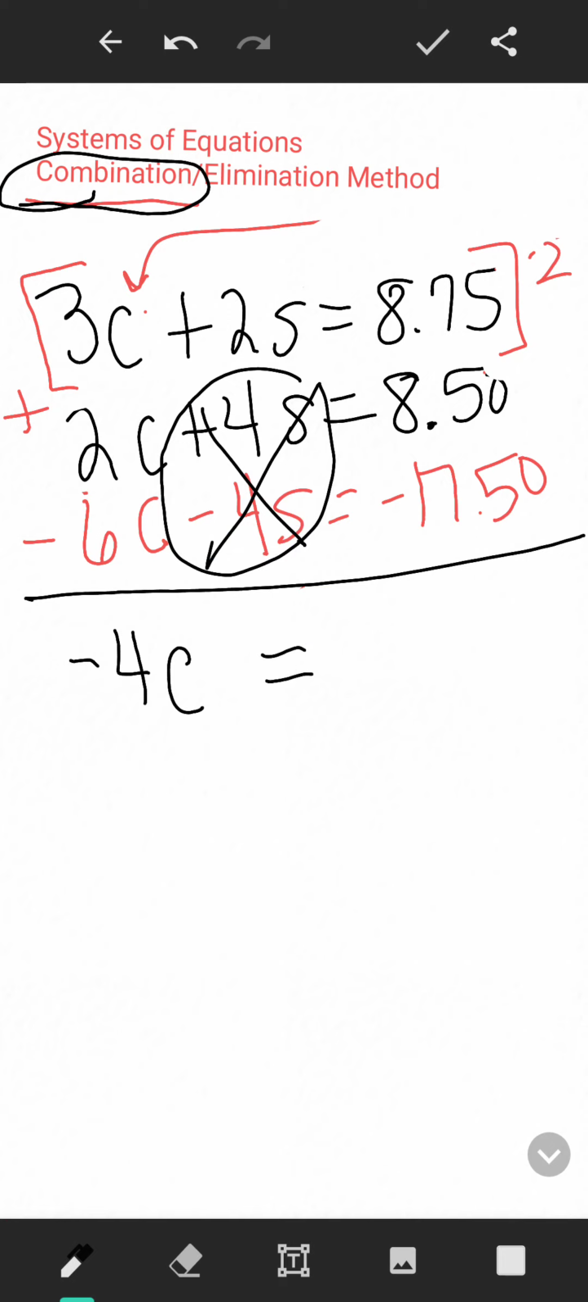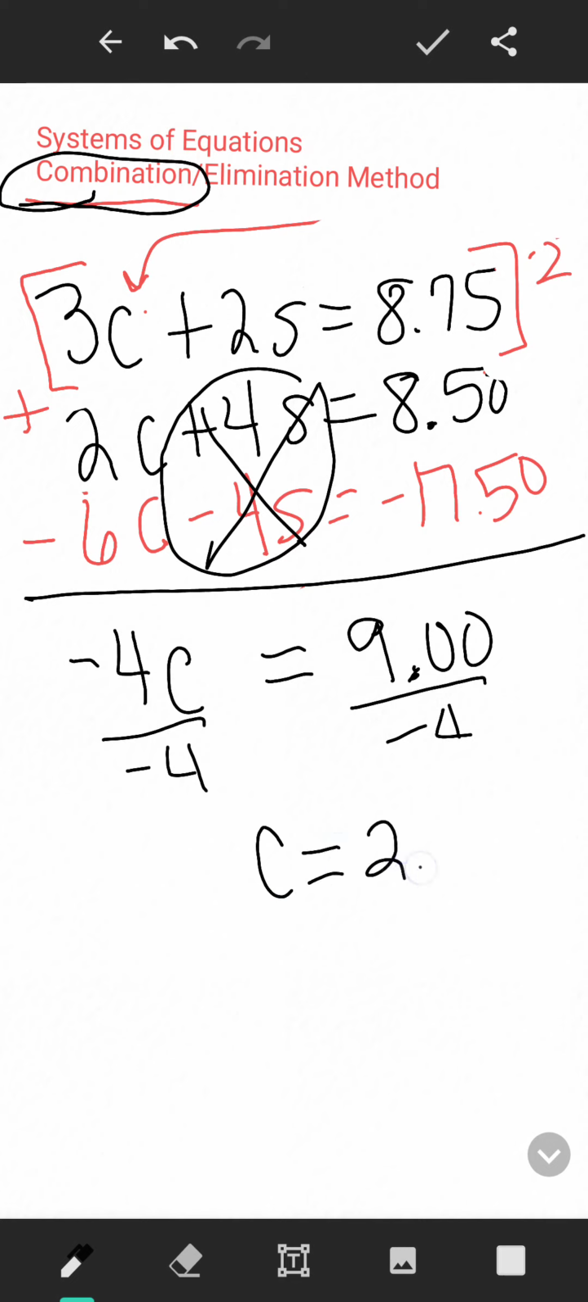And then I'm left with 9 over here. And that's exactly what I wanted to happen, for one of those letters to disappear. So I got what I wanted. Now I'm just going to divide both sides by -4. And I have C is equal to 225.